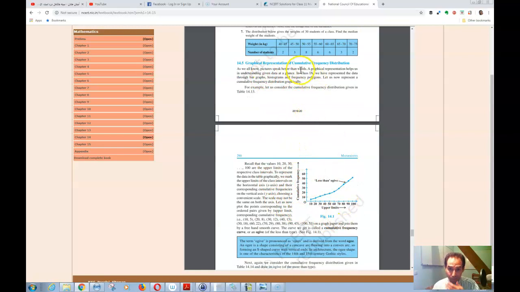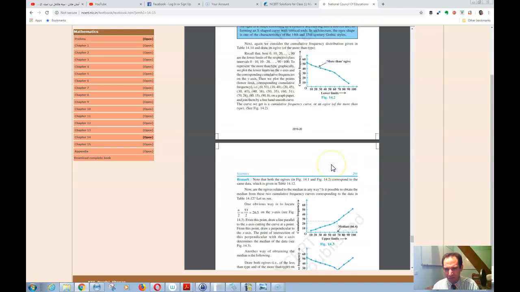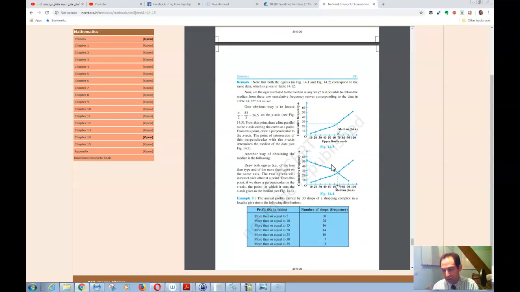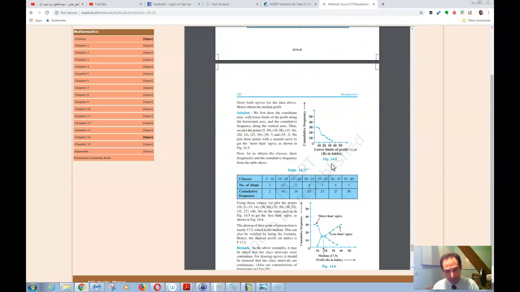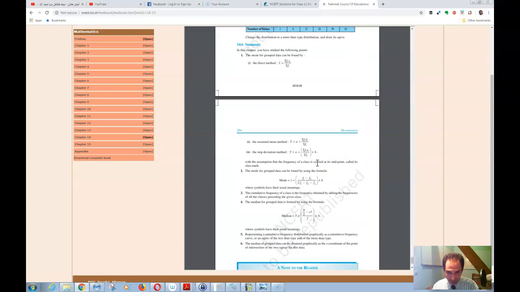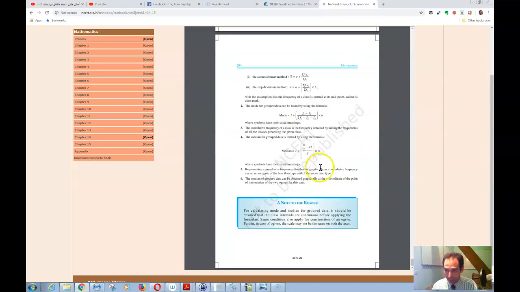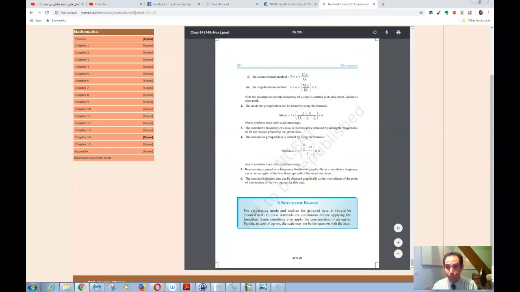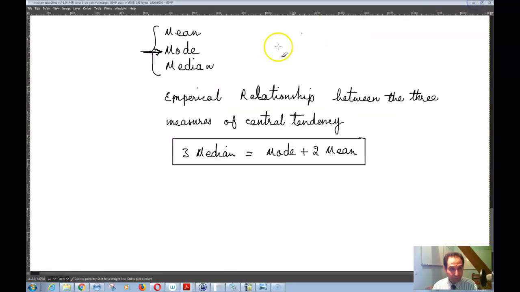And there is still some material over here, the graphical representation of cumulative frequency distribution, which is not very relevant right now as far as I can guess. If it's relevant, then we will go back and do this part as well. Otherwise, not very important, at least for now.